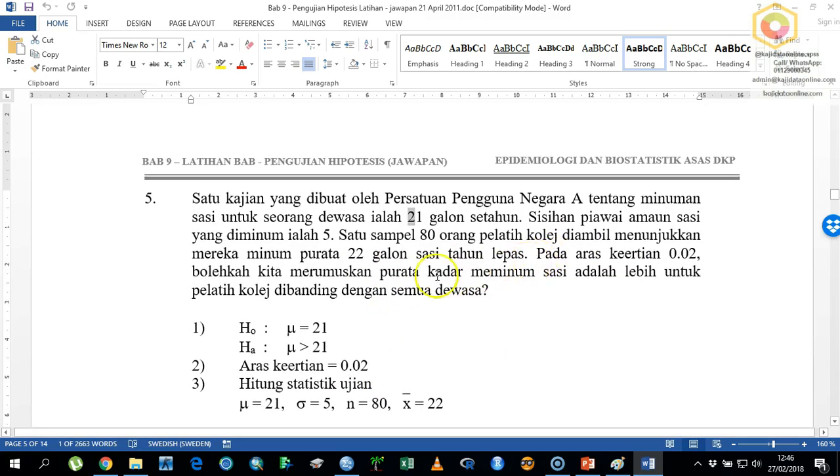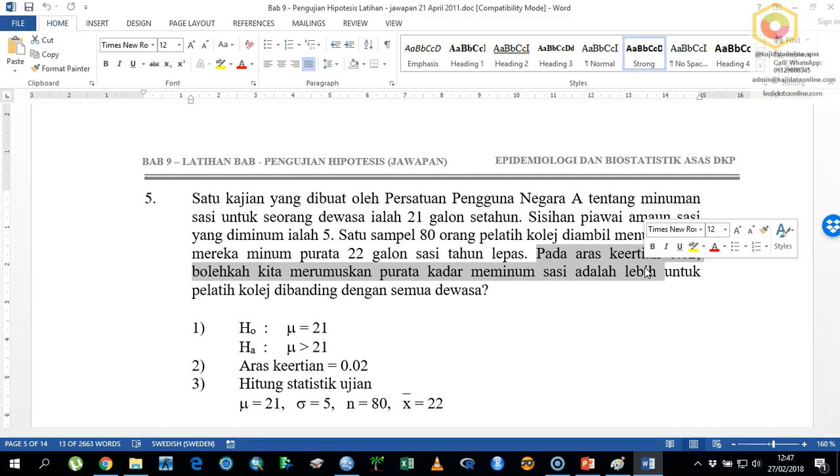So you are going to estimate whether it's more or less than 21, right? So we usually use it like this. You must be careful whether we want to take more or not. Look at the sentence: at the 0.02 level, can we conclude that the average rate of water drinking is more? More means more than. So when you say more than, your alternative hypothesis will be more than the required standard. The standard is 21, right? More than 21.